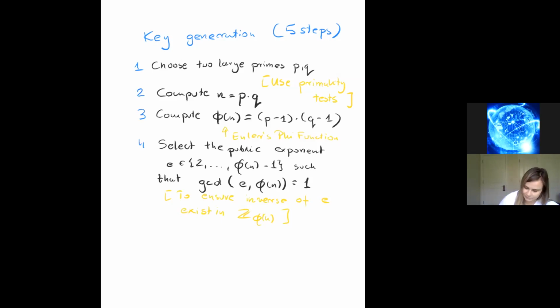And then we have step number 5, that's the longest step. And the first step is pretty long too. It takes a little bit to choose this P and Q in real world applications. So in step number 5, we just compute the inverse of E in the ring Z phi of n.